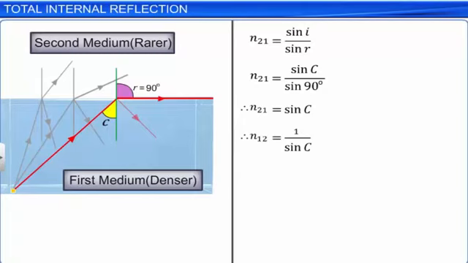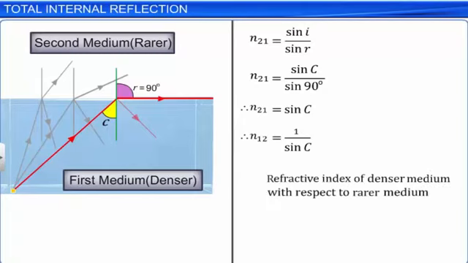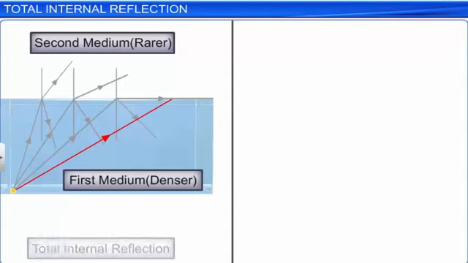If the angle of incidence is made larger than the critical angle, the incident light cannot refract to the rarer medium and is completely reflected back into the denser medium. This is known as total internal reflection. Since there is no transmission of light to the rarer medium, light gets completely reflected back to the denser medium. That is, it gets totally internally reflected.